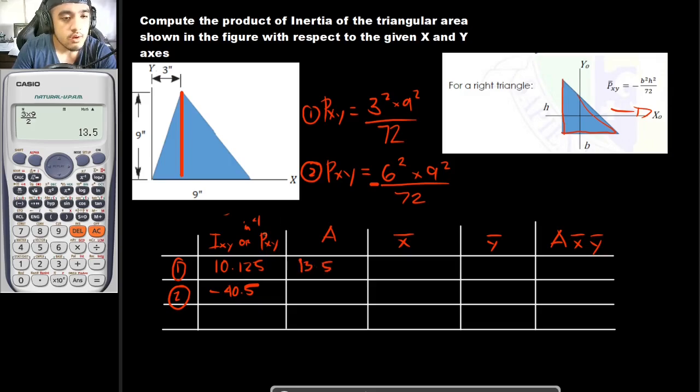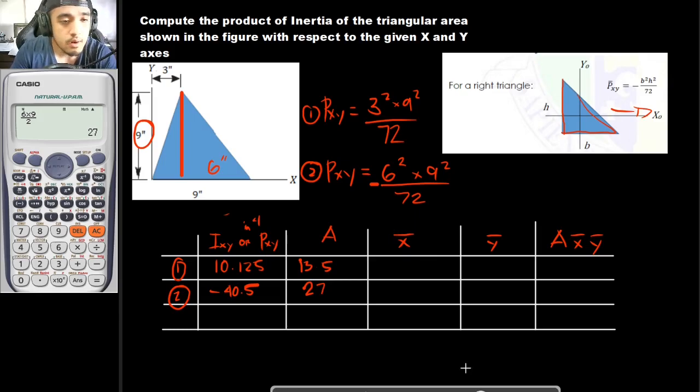And as for triangle number 2, our height would be 9 inches and our base is 6 inches. So that is 1/2 times 9 times 6. This is equal to 27 square inches. So 27.